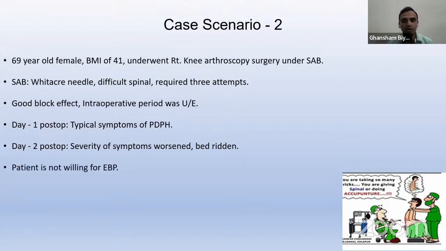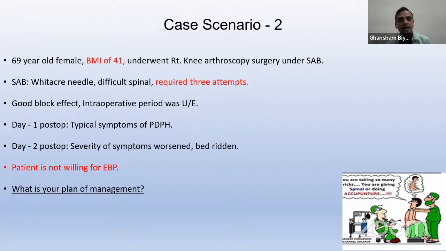To make the story more complicated, she is not willing to have an epidural blood patch. You have consented her, but she is saying that you took so many attempts to get a spinal in, so what is the guarantee that you will get an epidural on the first attempt? Which is a fair enough reason. Now the question arises: how are we going to manage such cases when we come across them in day-to-day practice?